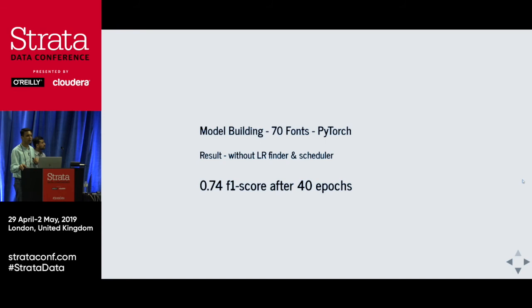And we said, look, if our baseline score on 6 fonts with fast AI was 90.94, we have to figure out how to get this to work without having to change the network but by tuning the hyperparameters. And then we added our learning rate finder, we added our scheduler, and this was the result.